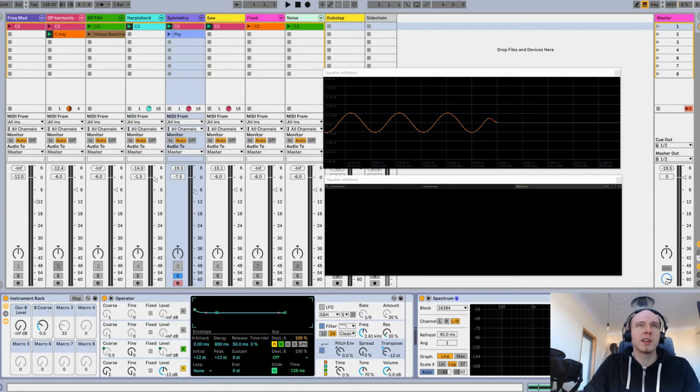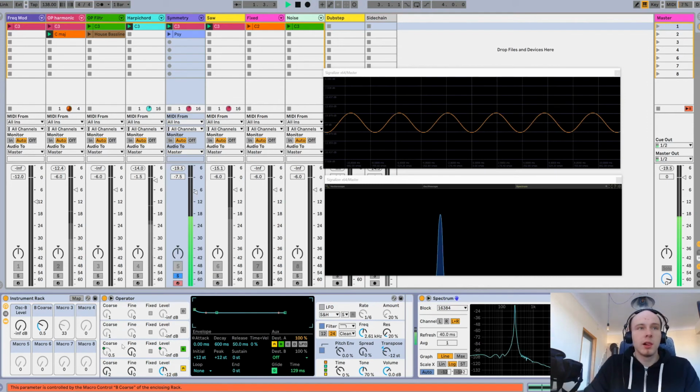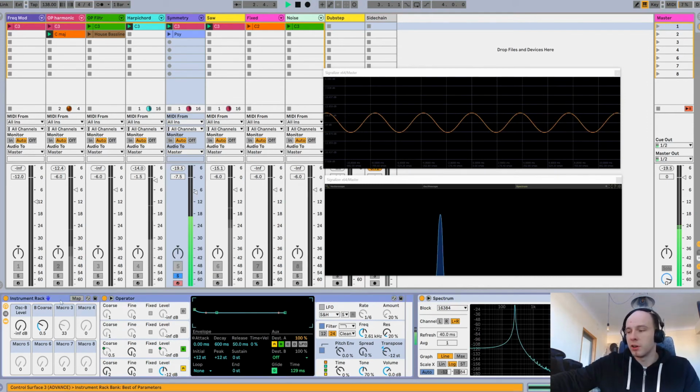So far, in every example we've seen, the frequency of the modulator was higher than the frequency of the base operator. But it doesn't need to be the case. In this example, the ratio of the base frequency is set to 2, and the ratio of the modulator is set to half. Let's see how it sounds. Let's bring in the modulator.